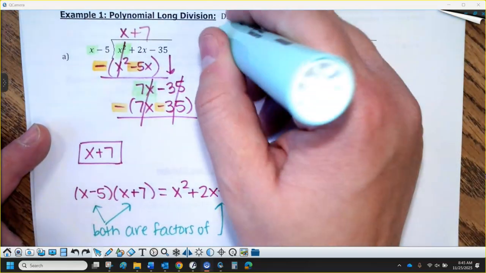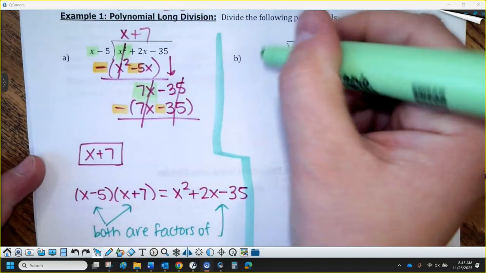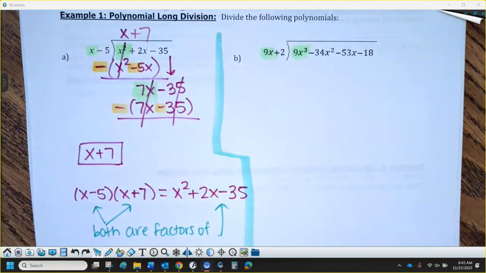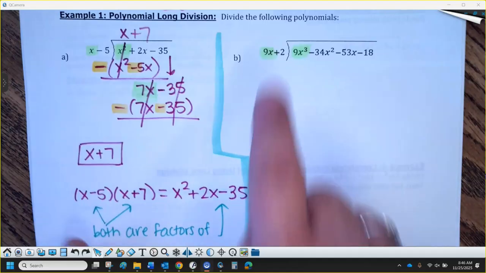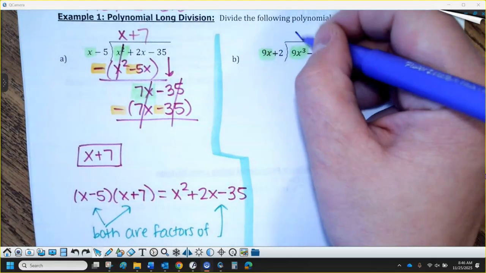All right, so come over here. You're just going to look at the first term on the outside. So I'm going to take 9x plus 2, divide that into this big long cubic, 9x cubed minus 34x squared, blah, blah, blah. Okay, what would you multiply 9x by to turn it into 9x to the third? x squared. So you have a 9, you don't need a 9, right? You just need 2 more x's. So we're going to go x squared here.